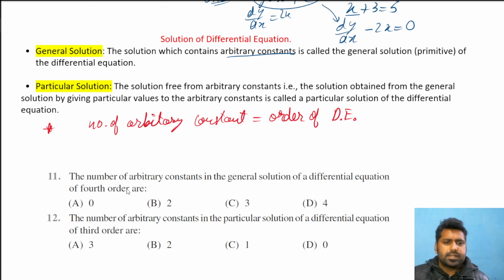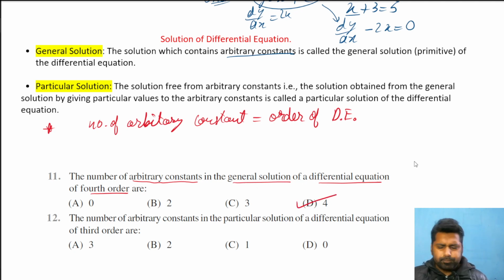Now the question says: the number of arbitrary constants in the general solution of a differential equation of fourth order. If the order is 4, that means the number of arbitrary constants will also be 4. I told you this. We'll learn about this in more detail in the next lecture when we talk about how to create a differential equation. Then you'll have a much clearer understanding of this. Right now, take this as a standard rule.